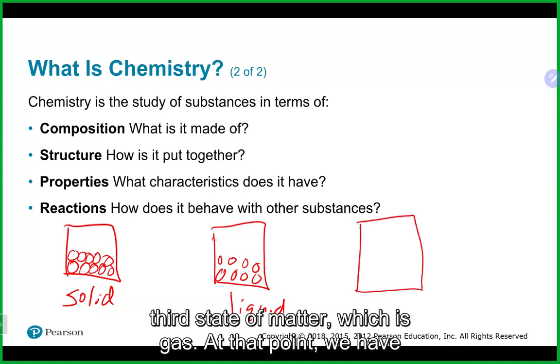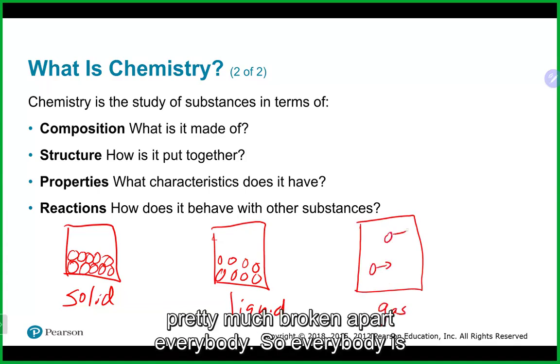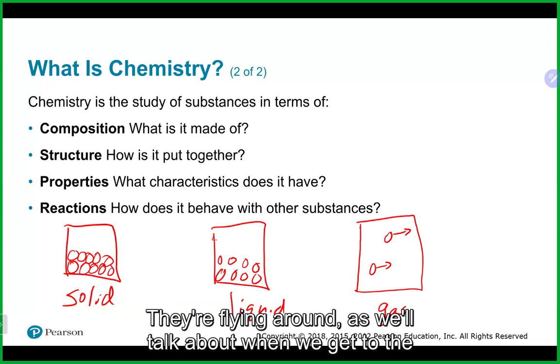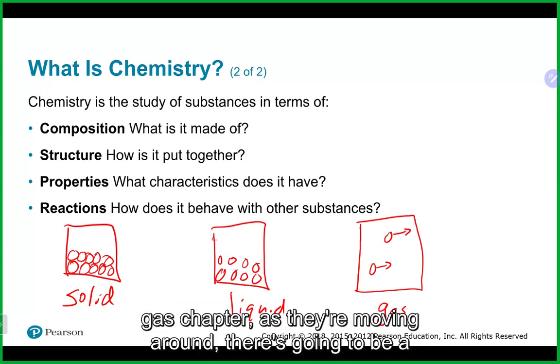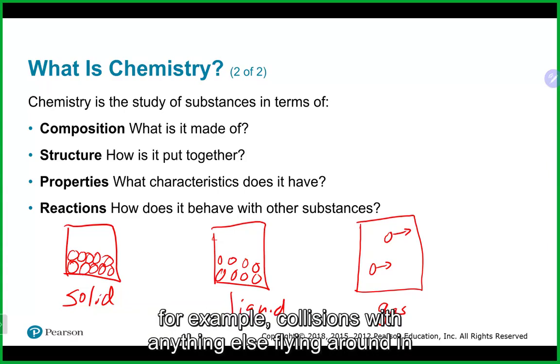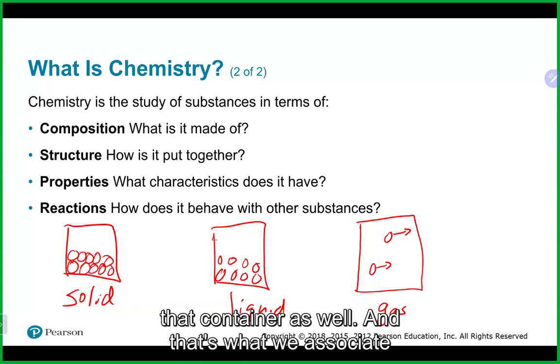When we get to the third state of matter, which is gas, at that point, we have pretty much broken apart everybody. So everybody is broken apart from one another. They have a lot of energy. They're flying around. As we'll talk about when we get to the gas chapter, as they're moving around, there's going to be a lot of collisions that occur. Collisions with the container, for example, collisions with anything else flying around in that container as well.